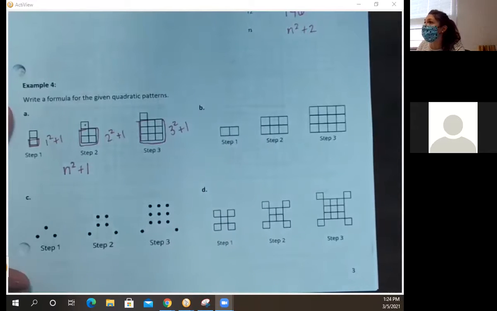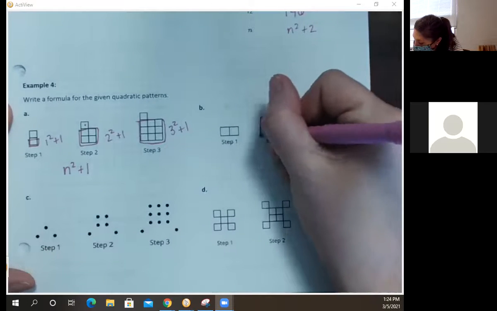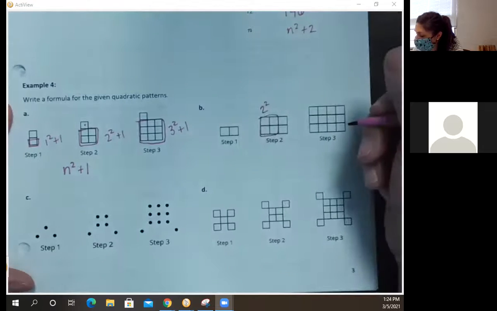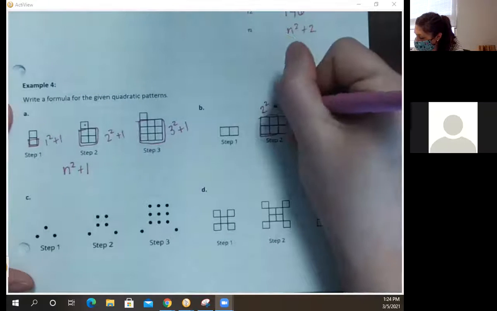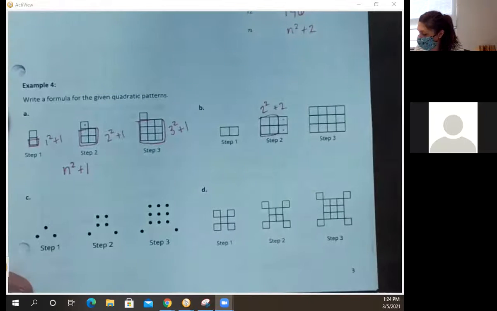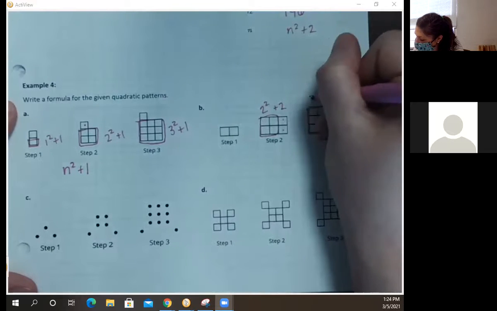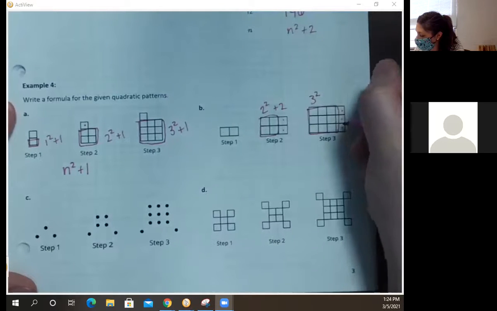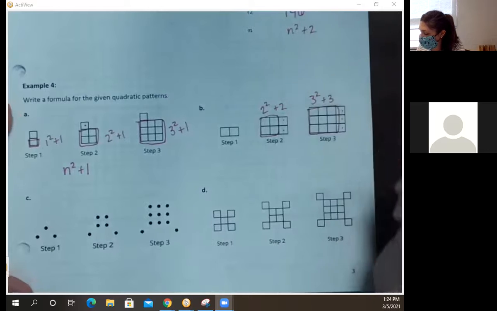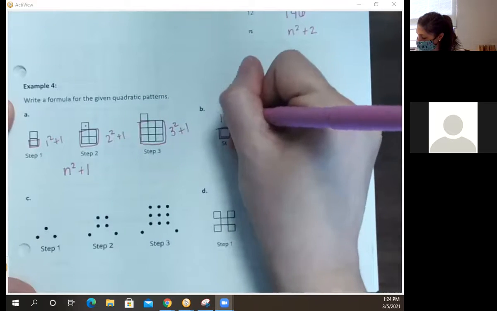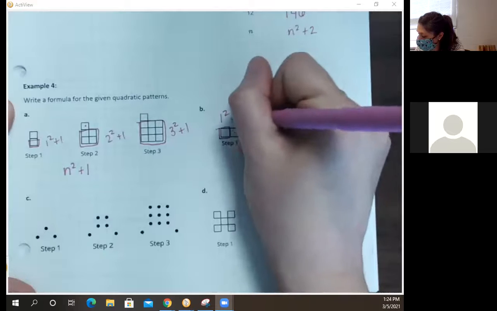So for B, same idea. I want to find the squares. That looks like a 2 by 2 square to me. So I've got 2 squared plus 2. For step 3, there's a 3 by 3 square. So I've got 3 squared plus 3. If I look at step 1, I'm going to call that my 1 by 1 square plus 1.